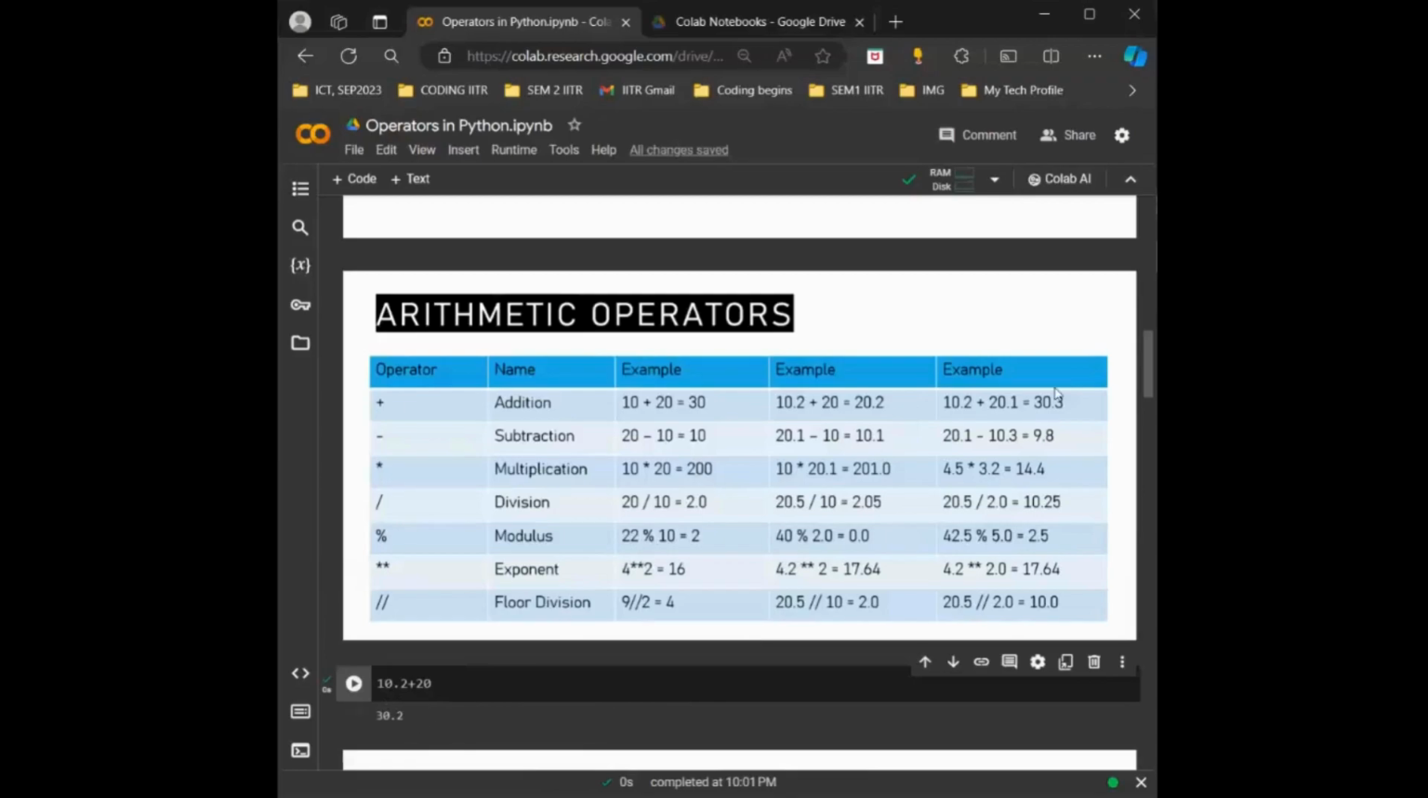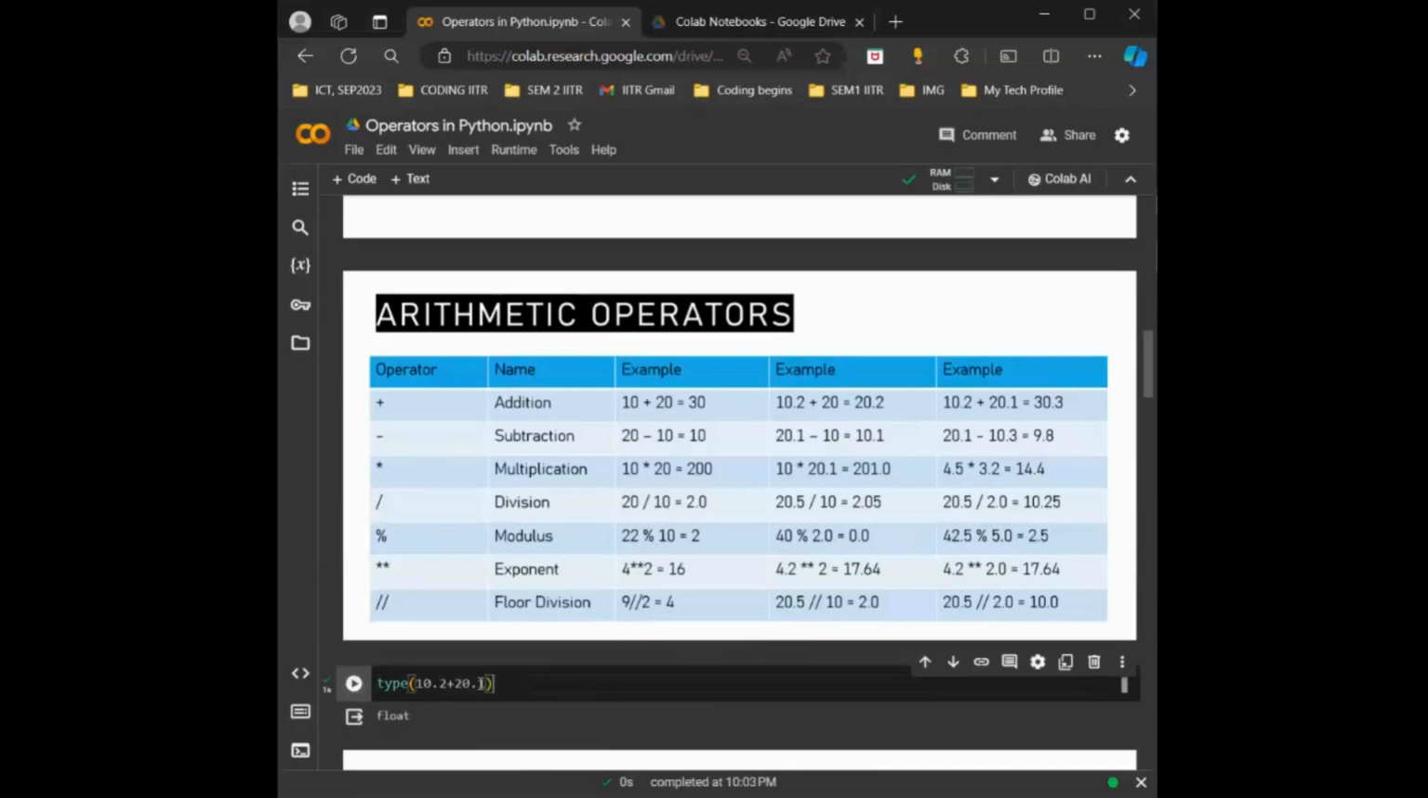Then what happens when we perform addition or arithmetic operator on two floating point numbers? So first number is 10.2 and second is 20.1. Let us see the result. The result is again float. We can also check the type of the result to confirm that we are getting the result in float type. So we can just enclose this result in the type function to know the type of the result it is generating. So it is float. So 30.3 is nothing but float.